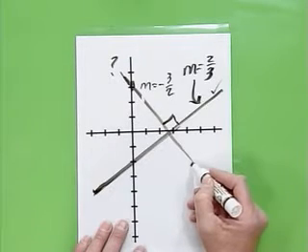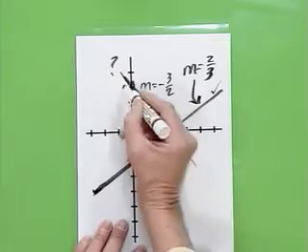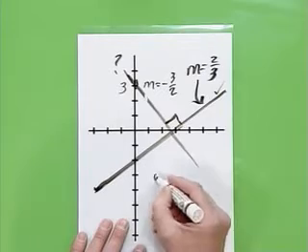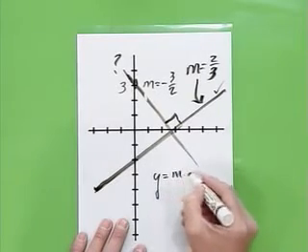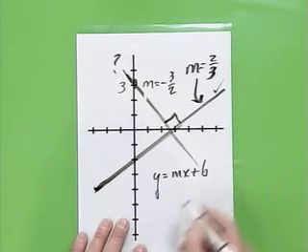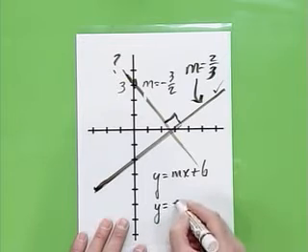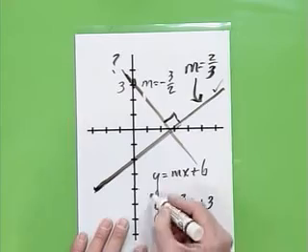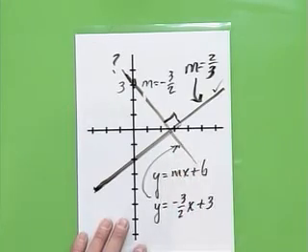Well, what's the y-intercept? 3. Yeah, it looks like it's 3. And we know the slope. So we're going to use the equation in this case, y equals mx plus b, and the equation is y equals negative 3/2 x plus 3. That's the equation of the mystery line.